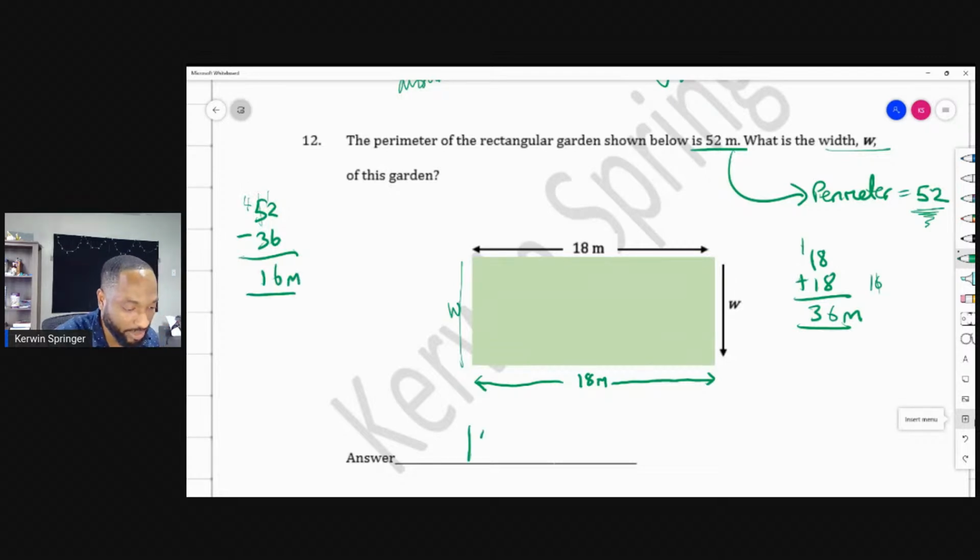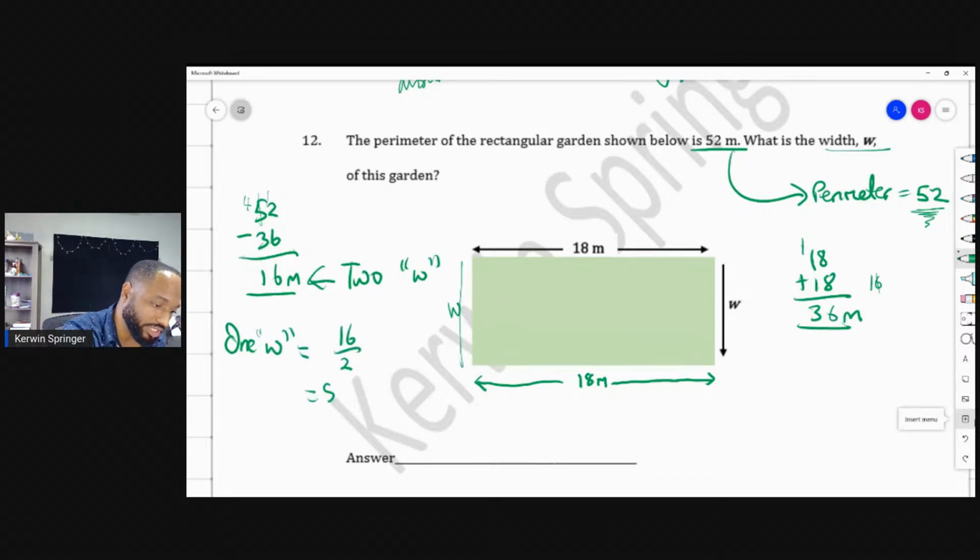Now, the answer can't be 16 because the remaining 16 meters is being contributed by 2 widths. So we need to further divide that by 2. So this is the value of the 2 widths, right? 2 of the W's. So 1 width, 1 W is going to be equal to 16 divided by 2, which is 8. So the answer is 8 meters.